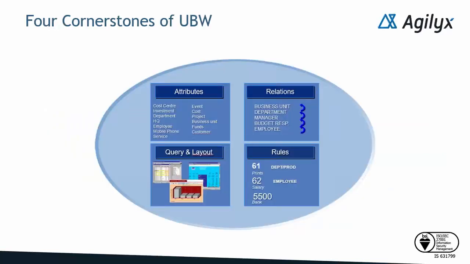Sorry. So these are the four cornerstones of Unit4 Business World. I asked you if you remember them. These are attributes, relations, account rules, and reporting. Essentially, query and layout is what reporting is. So these are the four cornerstones of Unit4 Business World, and that's how our record to report processes work, using all these four cornerstones.